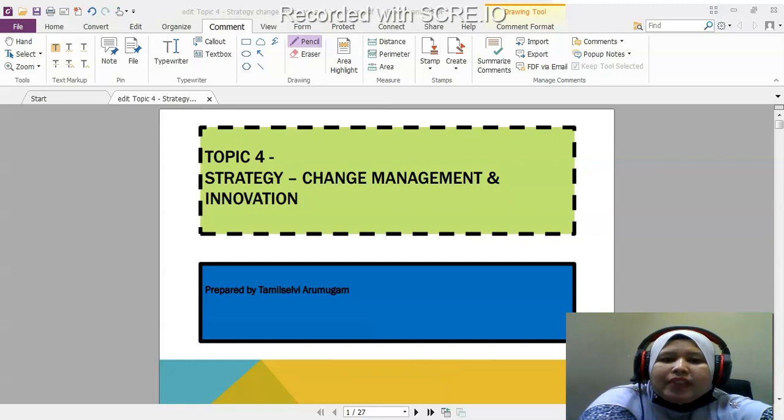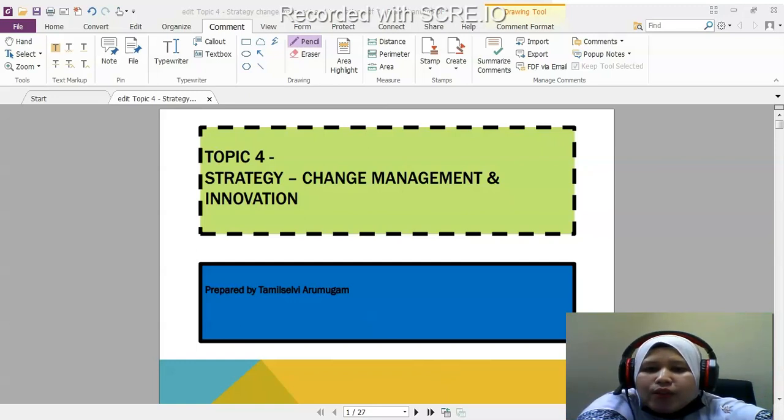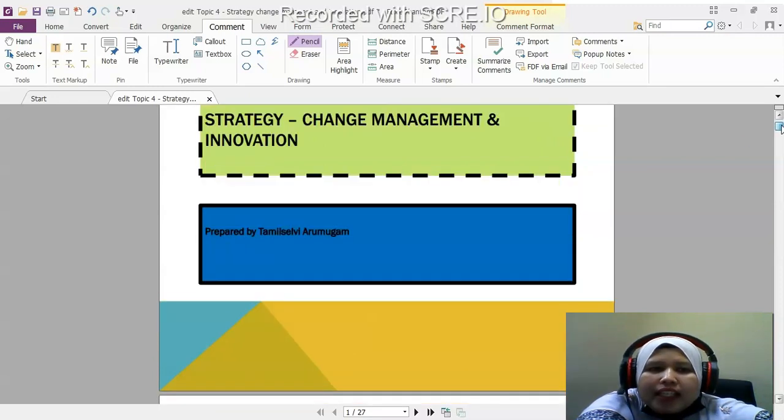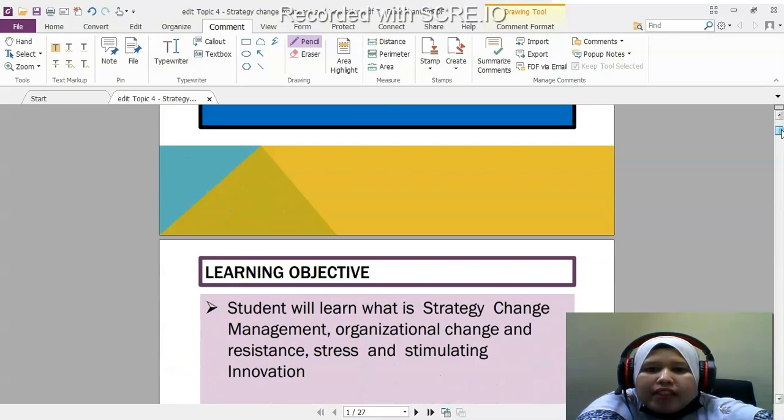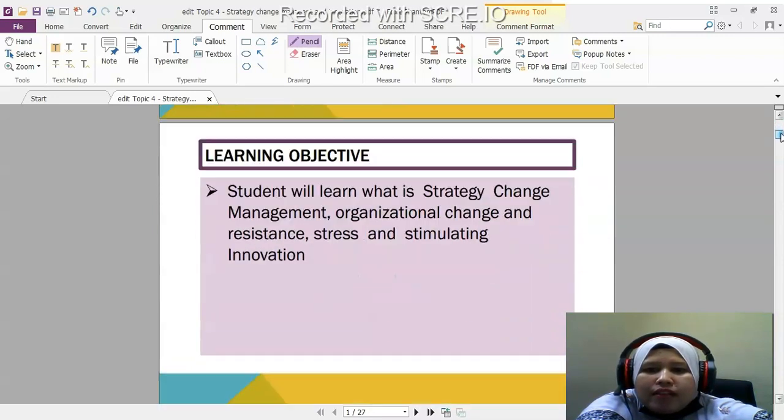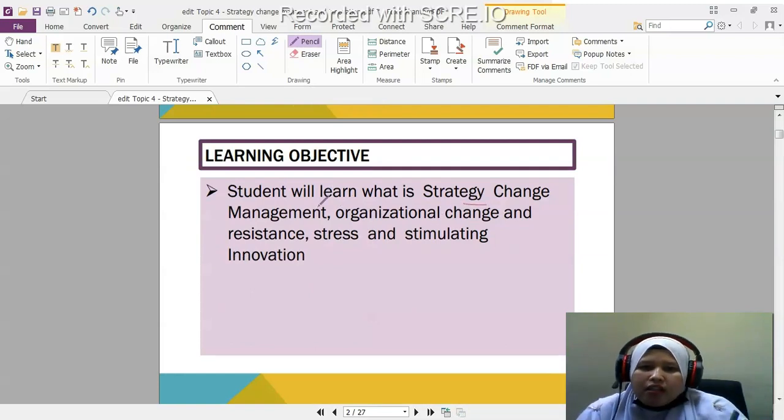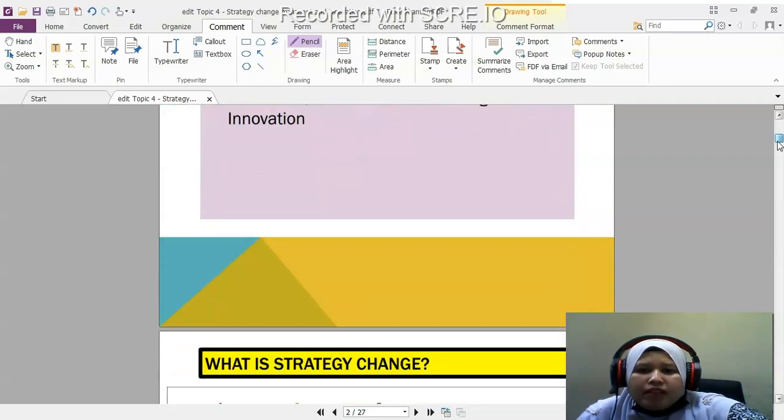Right, so let's continue on topic number 4, that is strategy change management and innovation. This is also a topic that is not covered in the class with your RTM students. So what are the learning objectives? The students will learn what strategy change management is, organizational change and resistance, stress, and stimulating innovation. So that is the learning objective.